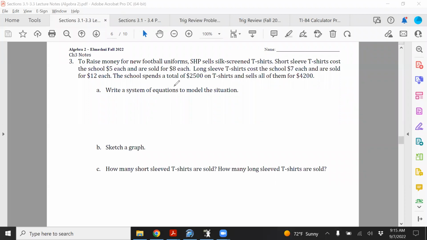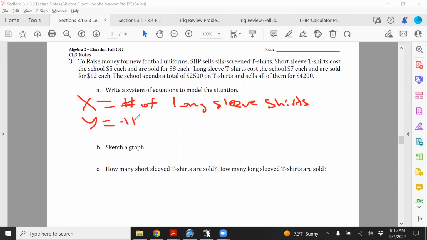All right. Here's the deal, guys. There are 2 things we don't know. What are the 2 things I don't know? What are 2 things I didn't know in this problem? The number of t-shirts. The number of t-shirts of each. So let X be the number of long sleeve shirts, and let Y be the number of short sleeve shirts.